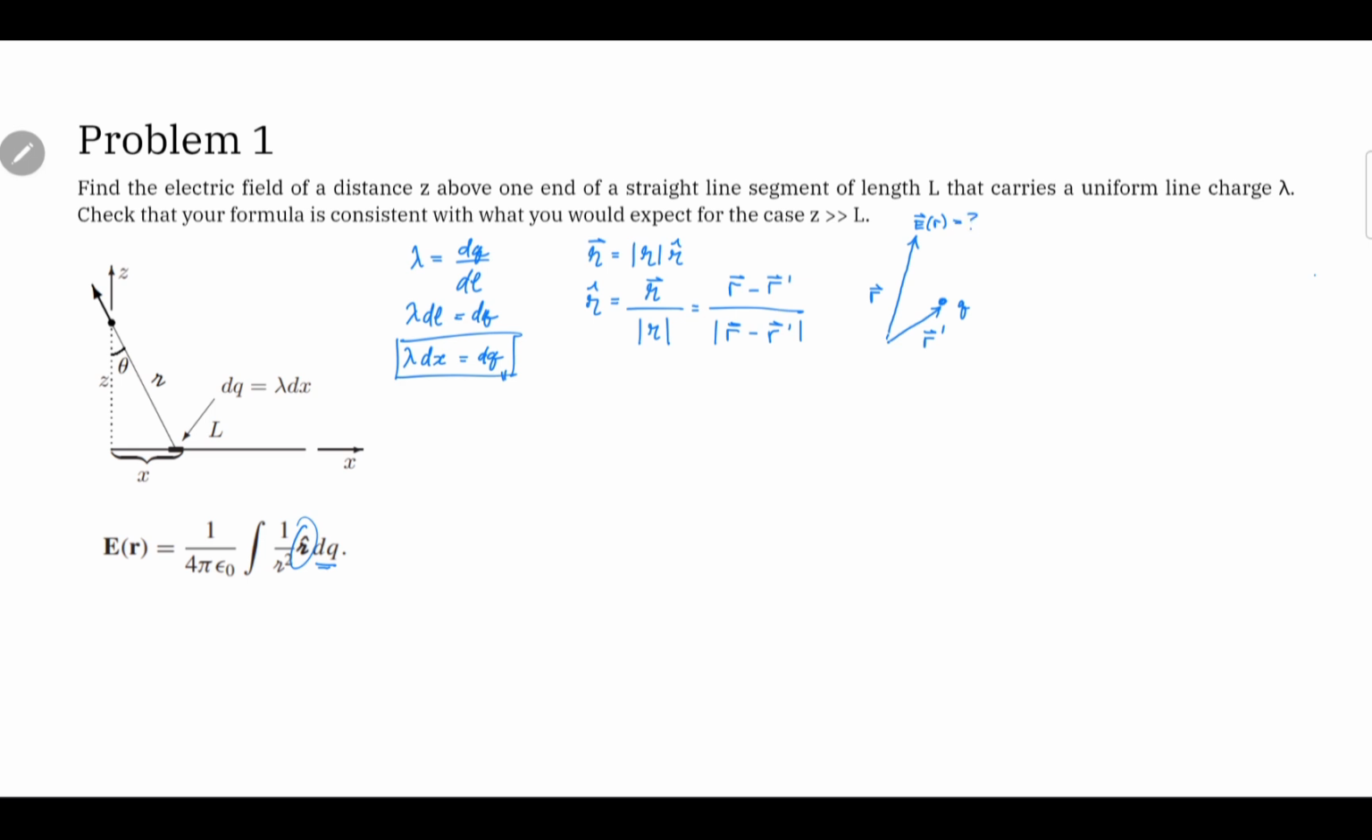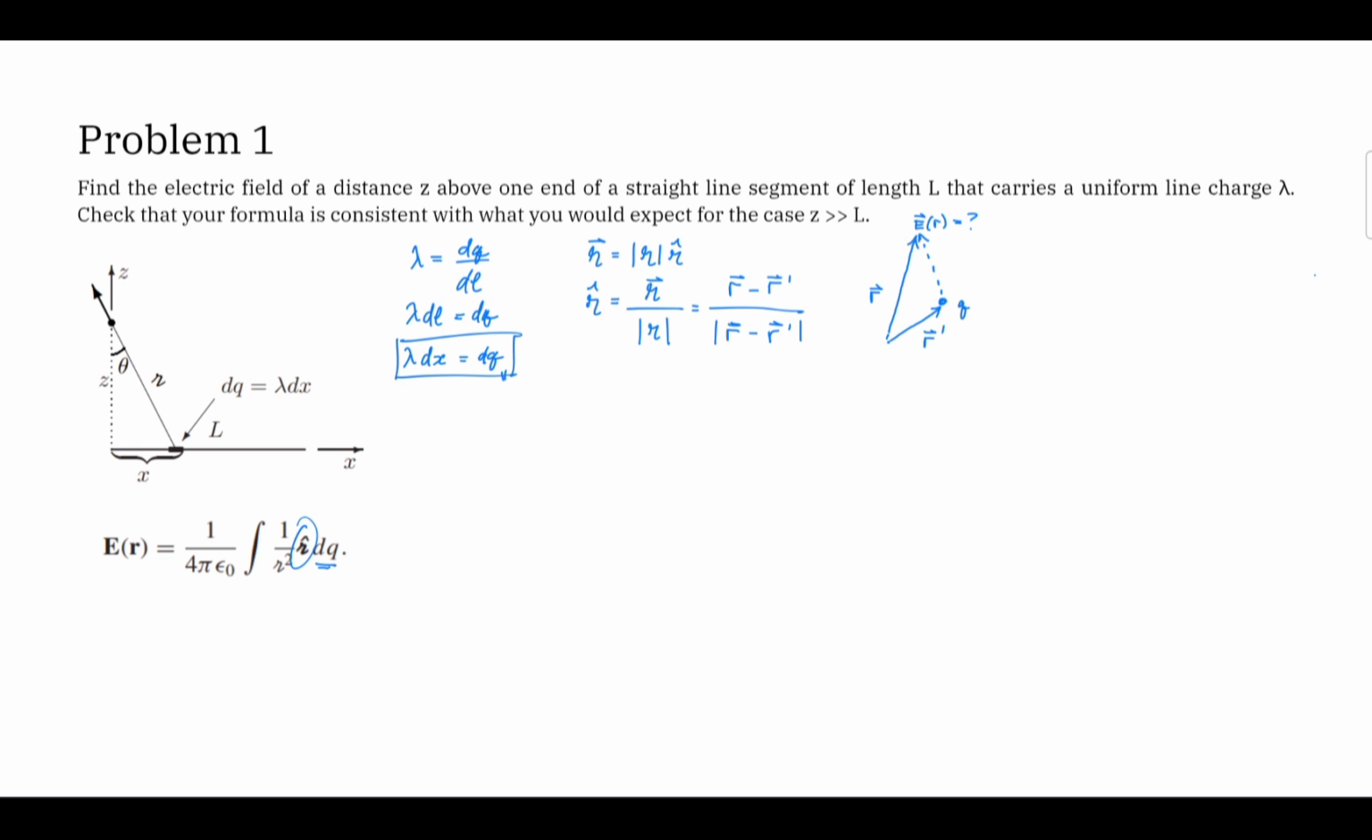That is going to be your r. And your curly r is going to be that distance from your source charge towards the point where you're observing it. And the reason why we're going to look at it that way is so that we could make parameterization easier.